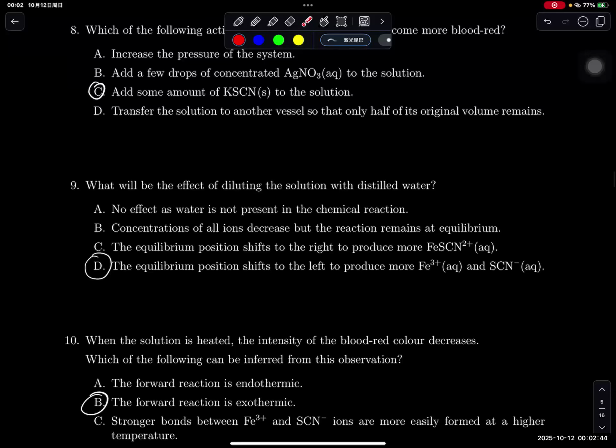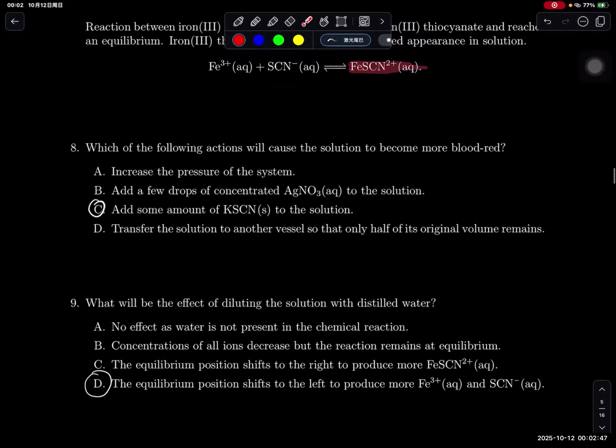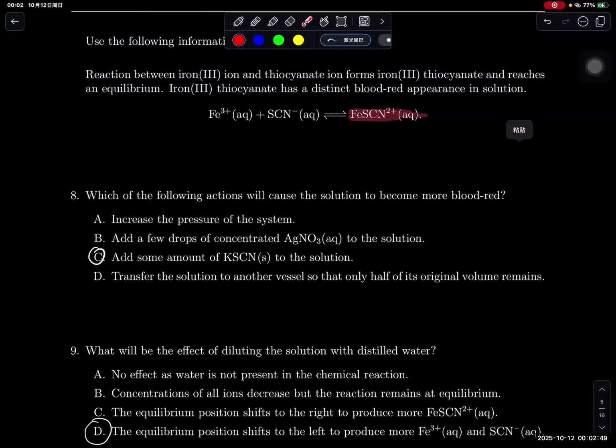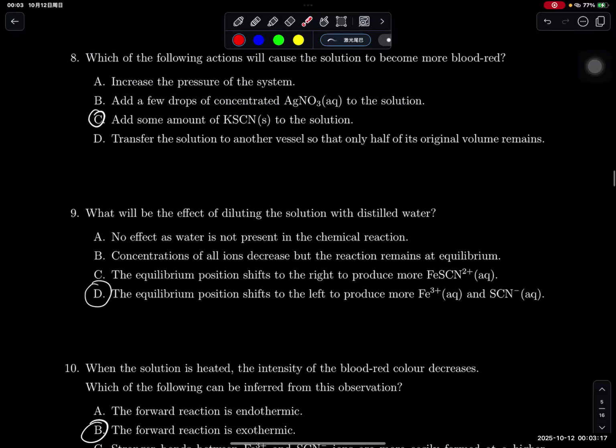Question 9. What will be the effect of diluting the solution? If you dilute the solution with distilled water, all concentrations just decrease. Since we have two aqueous substances on the reactant side, the change in concentration is much more significant for the reactants. Since we have diluted the solution, concentration has decreased, so we want to shift in a way such that the concentration is increased. Therefore, equilibrium will shift to the reverse direction, so the reduction in those two concentrations is decreased. Okay, so it's actually D. It says the equilibrium position shifts to the left to produce more of that.